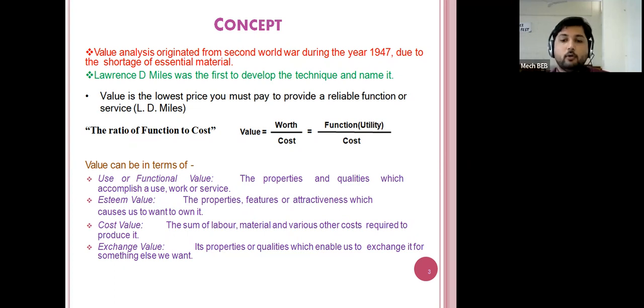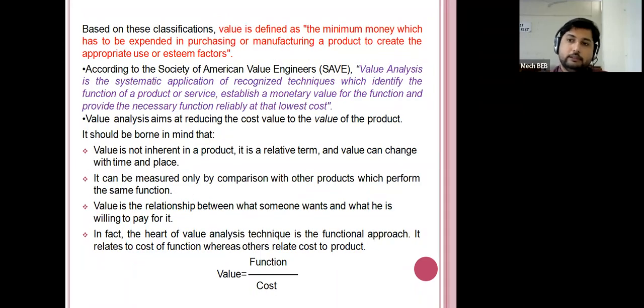It is the properties or qualities which enable us to exchange it for something else we want. We want money and we want to sell our product, so that will be the exchange value. Then, on the basis of this classification that we have discussed, we can understand what is meant by value. Value is defined as the minimum money which has to be expended in purchasing or manufacturing a product to create the appropriate use and esteem factor.